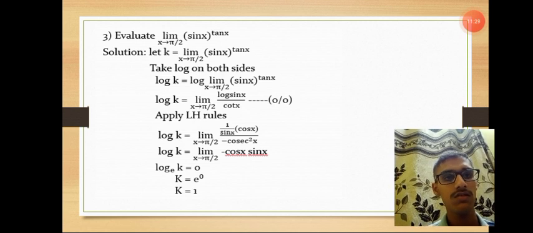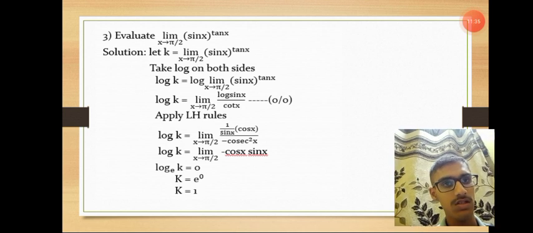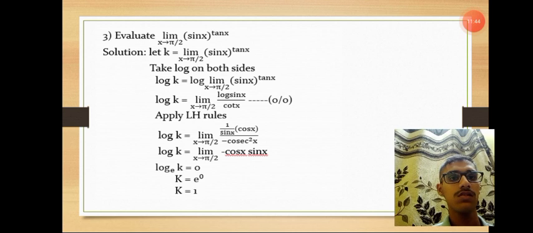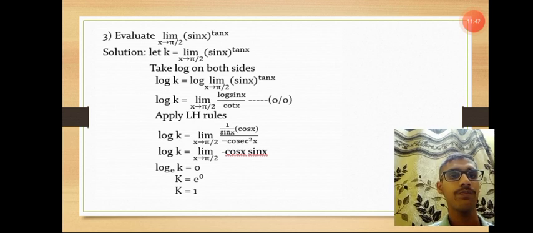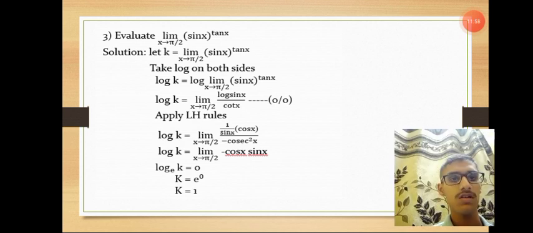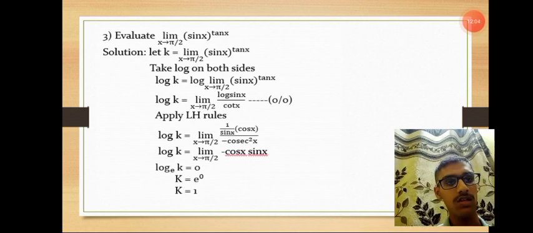We get log k equals limit x tends to pi by 2 log sin x divided by cot x, which is of the form 0 by 0. So we apply L'Hospital's rule. Log k equals limit x tends to pi by 2, 1 divided by sin x into cos x whole divided by minus cosec square x. And after simplifying the numerator and denominator, we get in the RHS limit x tends to pi by 2 minus cos x into sin x.